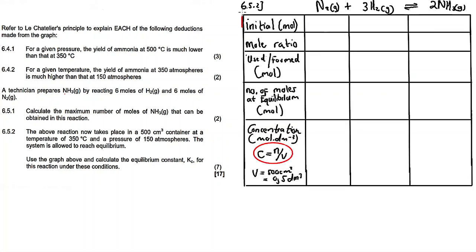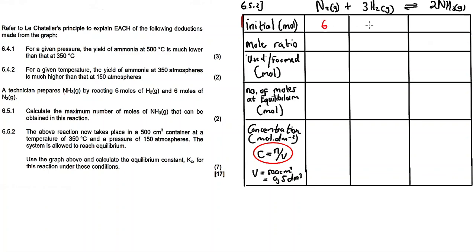So here prepare a table already. What you need to do is just plug in the values. Okay, now 6.5.2, our chemical reaction, and then we see here what the initial amount is.